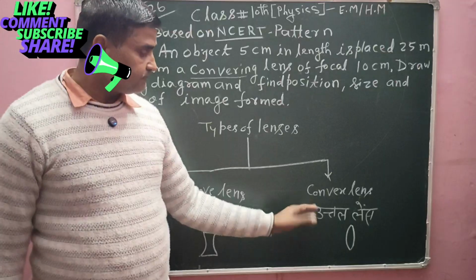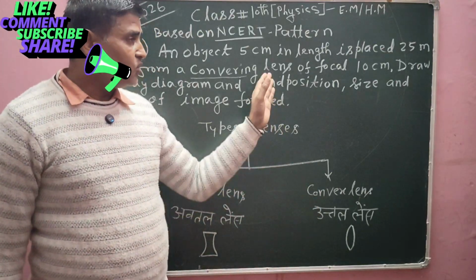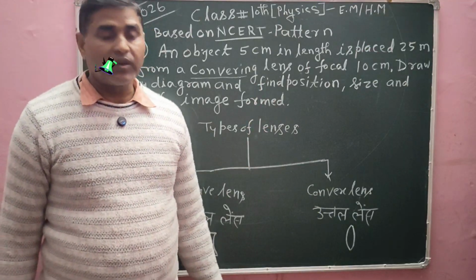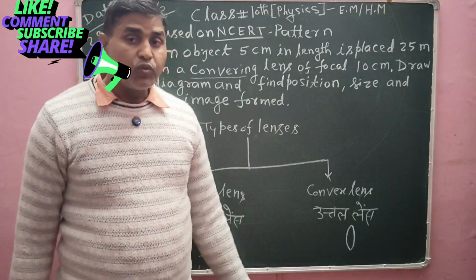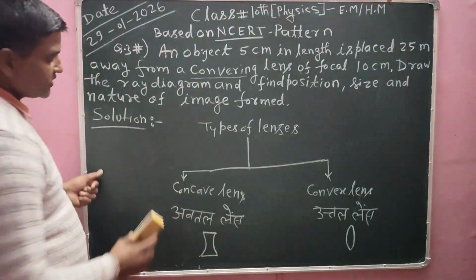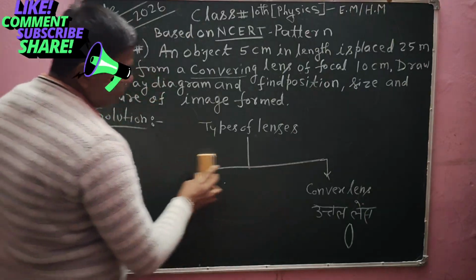Now, on this lens I have written one numerical, and that numerical I will solve with the help of the concave lens or convex lens. So concentrate here, I am going to give its solution. So you have understood the recognition of lens properly.